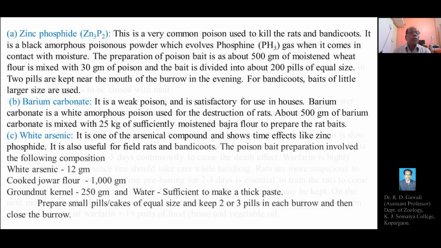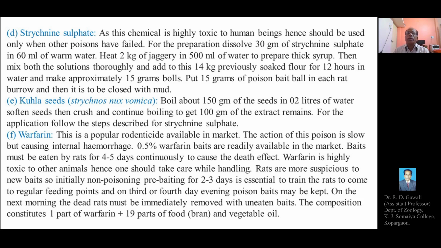action. Then the fourth one, strychnine sulfate. As this chemical is highly toxic to human beings, it should be used only when other poisons have failed. So when the previous three poison bait preparations fail to control the rats or bandicoots, then strychnine sulfate, a highly toxic chemical or rodenticide, can be used.